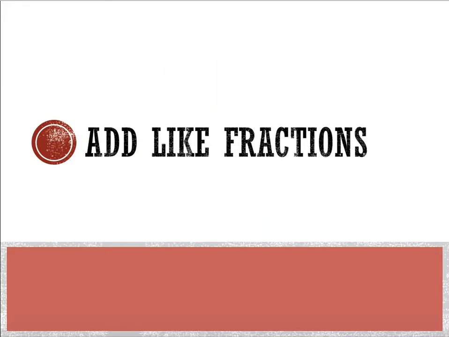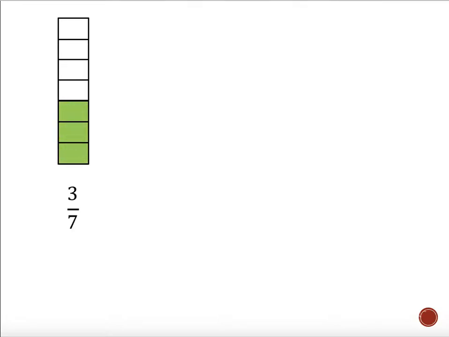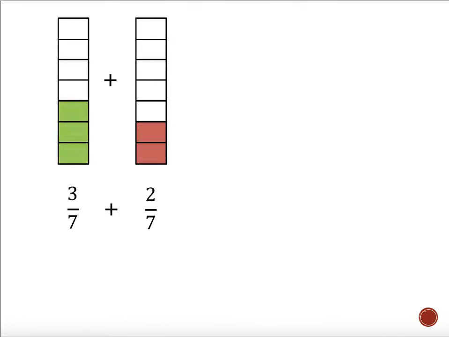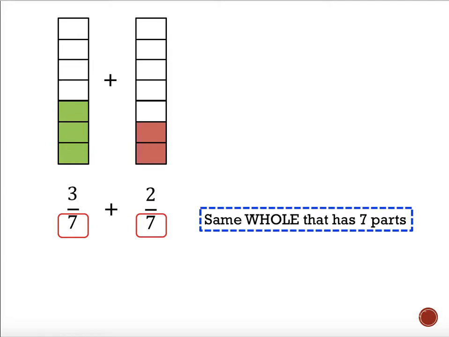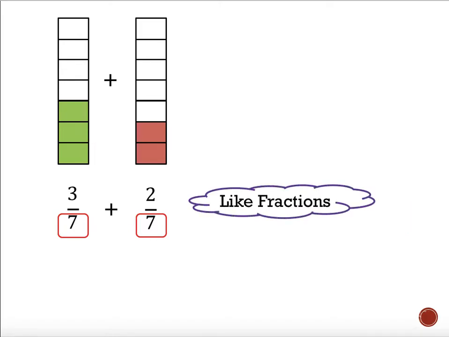Now let's go ahead and add like fractions. I have two fractions here, 3/7 and 2/7. If you notice, the denominator is the same in this case. So it is the same whole that has 7 equal parts in it. Okay. Now, what are such fractions called? They are called like fractions because the denominator is the same, or they are like each other. Okay? They are same to same.